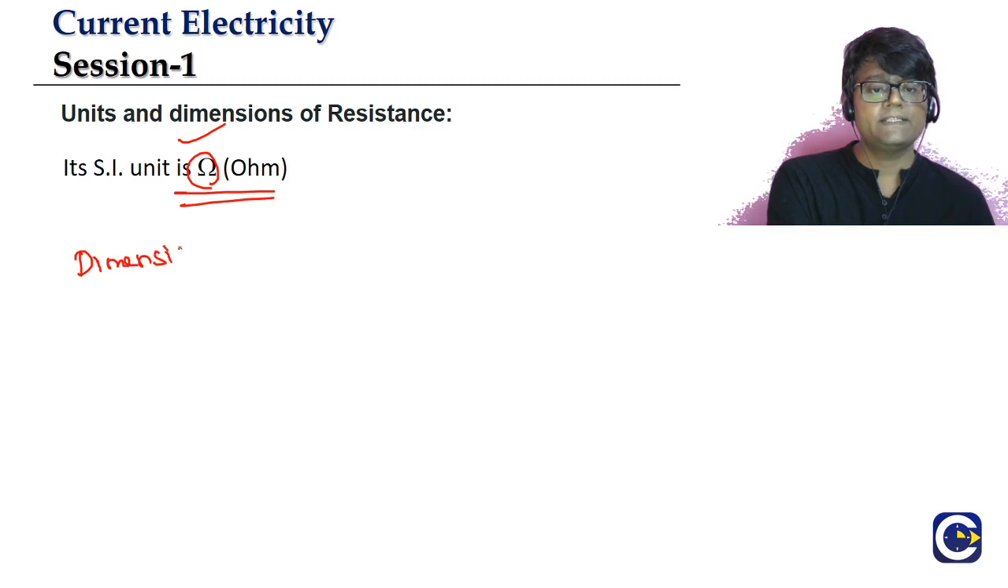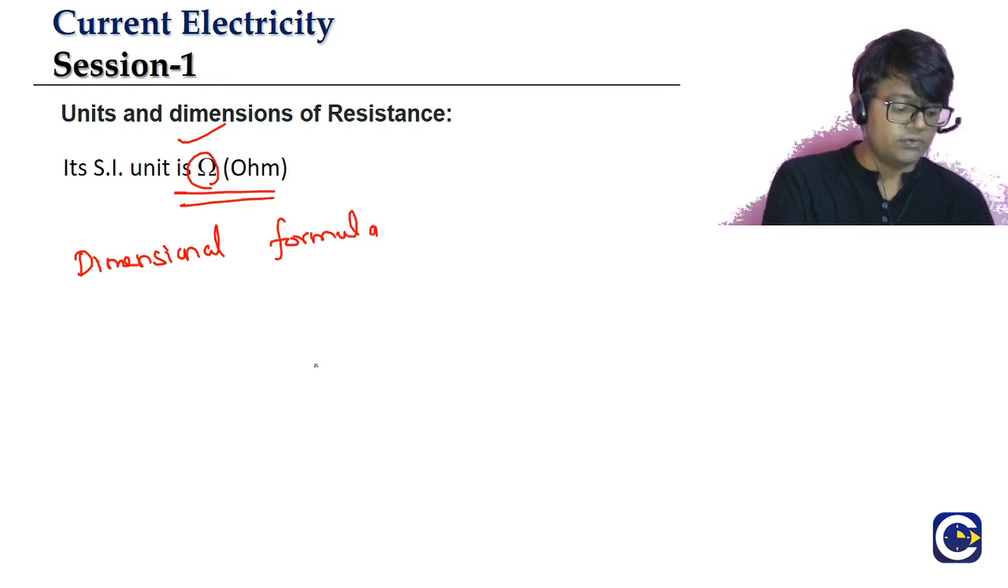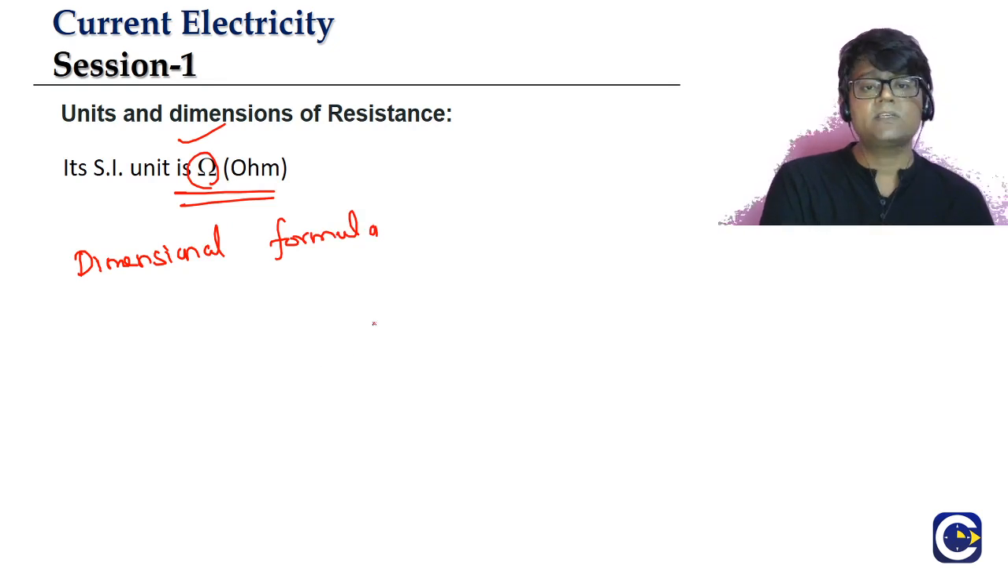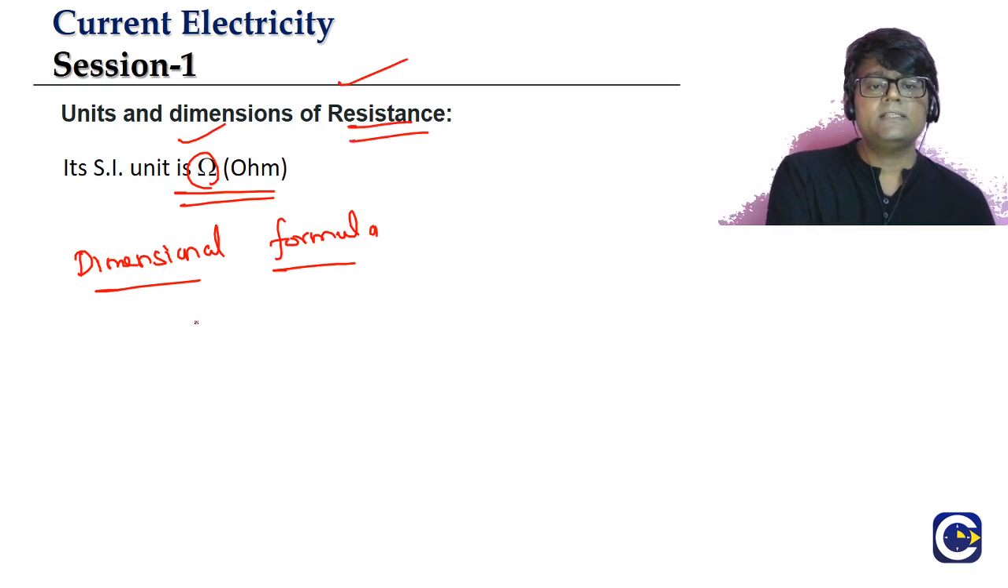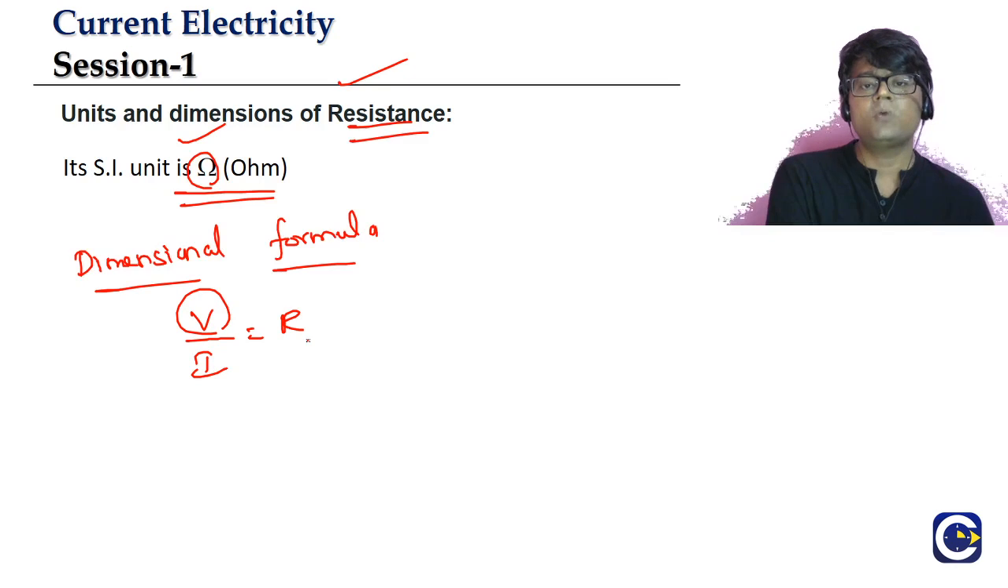What we need to find is the dimensional formula for resistance. Let's see who can find this out. How do we find the dimensional formula? Using dimensional analysis. We must have at least one equation where this quantity appears. So what is the equation we are aware of? V by I is equal to R. Potential difference divided by current is equal to R.